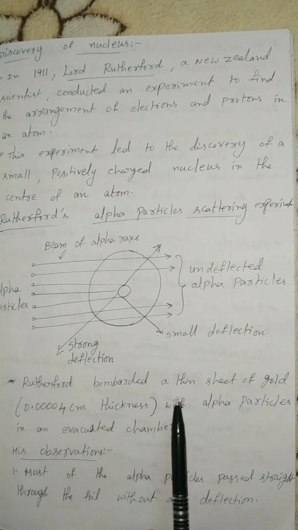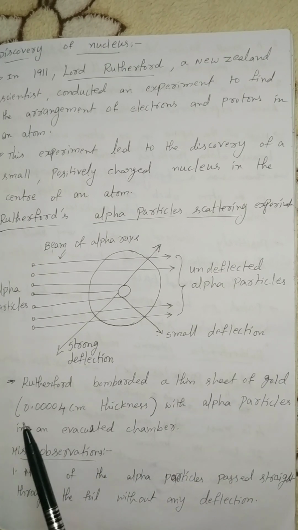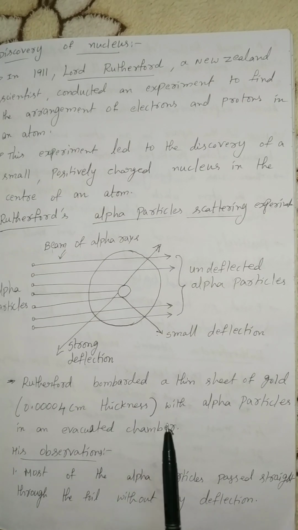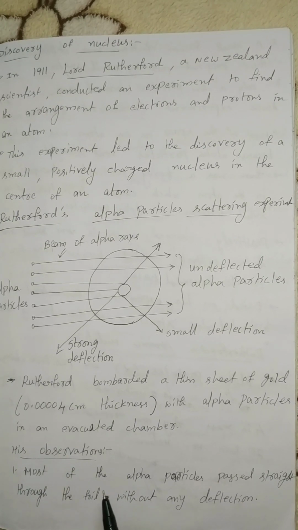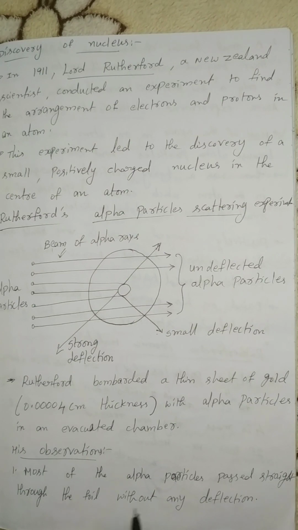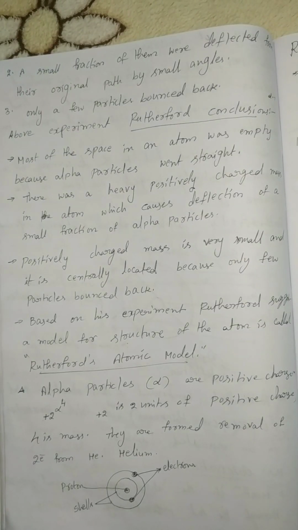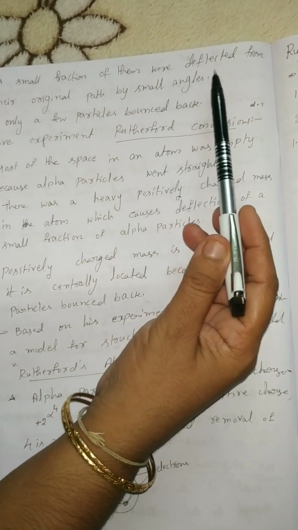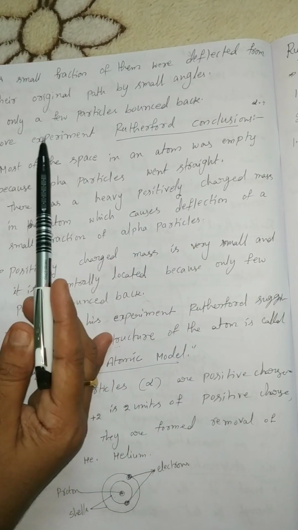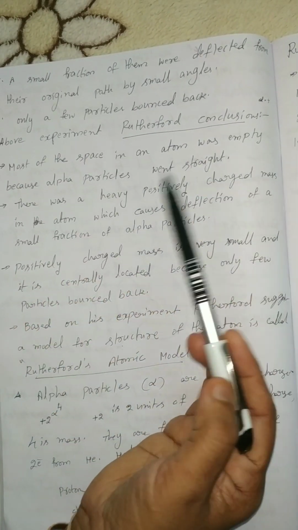Rutherford bombarded a thin sheet of gold, 0.00004 centimeters thickness, with alpha particles in an evacuated chamber. His observations are that most of the alpha particles passed straight through the foil without any deflection. A small fraction of them were deflected from their original path by small angles. Only a few particles bounced back.